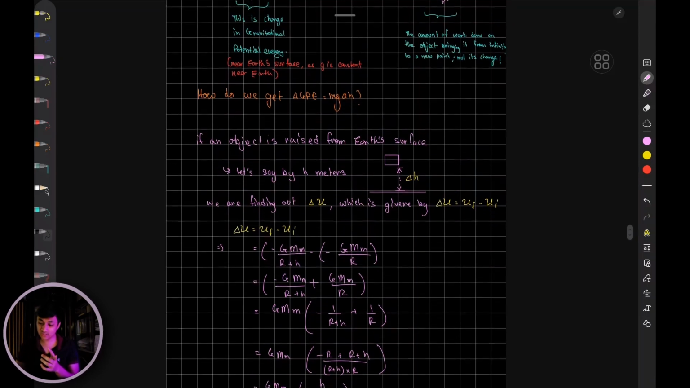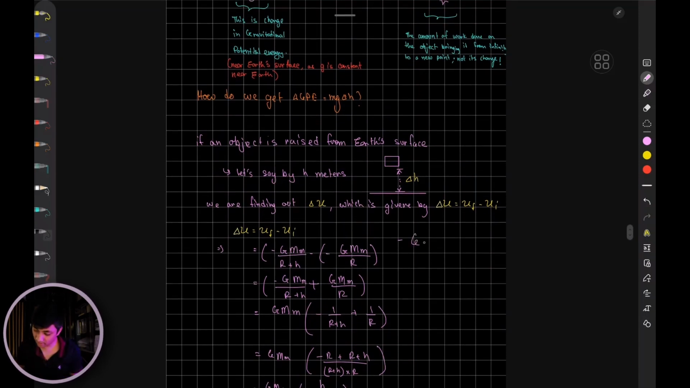And in that case, you're going to use the formula minus GMm by r2 minus minus GMm by r1, right? This is how you will find the change in gravitational potential energy if the change in separation is really large, right? In those cases, use this formula.